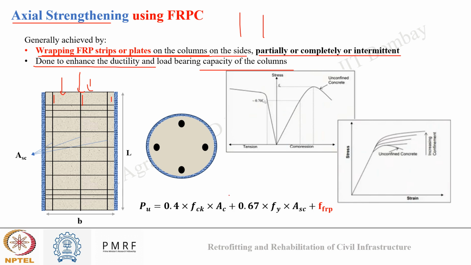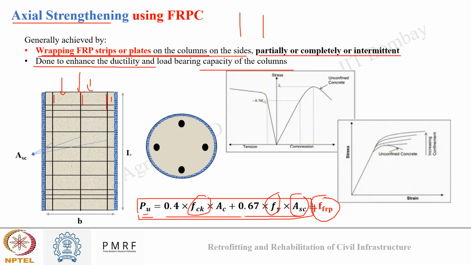Thus, by the use of FRP, we can increase the maximum load carrying capacity. You can see in this formula, you may recall from IS 456 design: Pu, that is the maximum axial load carrying capacity of a column, is dependent upon the area of concrete and the grade of concrete, plus my area of steel in compression, that is my longitudinal reinforcement, times the grade of longitudinal reinforcement. And the addition of FRP provides additional strengthening to the concrete, which can increase the axial load carrying capacity.